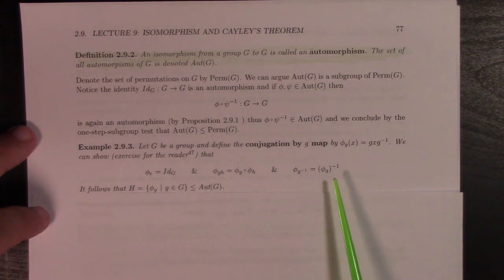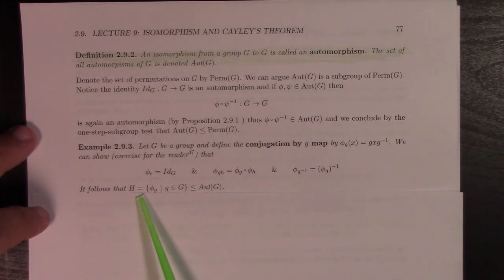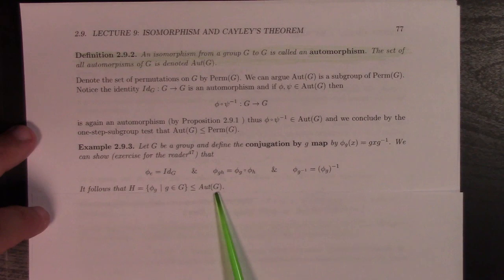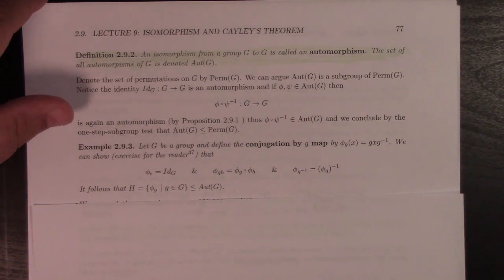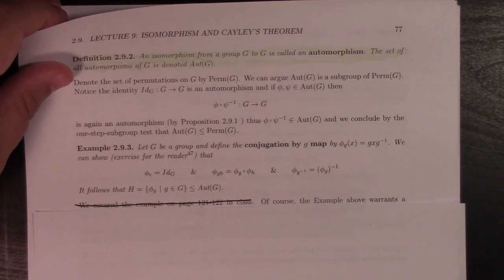It follows that if you were to look at the subgroup of automorphisms formed by conjugation maps, that is itself a subgroup of the automorphisms of G, which may be a proper subgroup or maybe the whole of the automorphisms of the group. It kind of depends on the nature of the group.